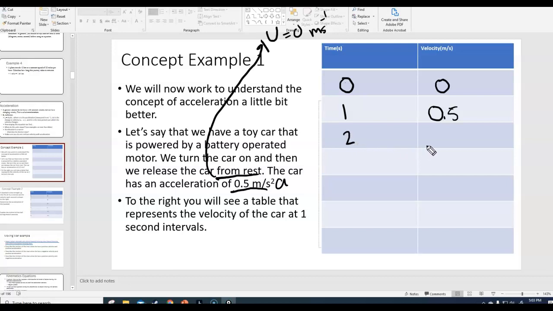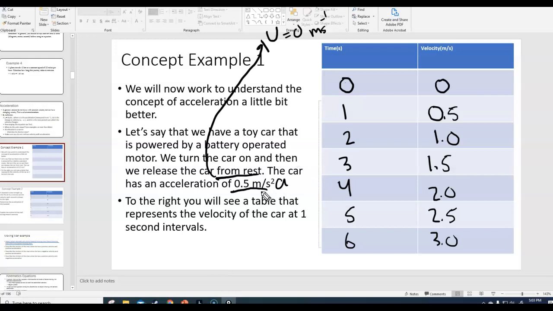After 2 seconds have passed, the velocity of the car is now 1.0 meters per second. After 3 seconds, 1.5. After 4 seconds, 2, and so on. Notice what the car is doing: it's speeding up. It started off not moving, and now it's moving faster and faster. That 0.5 meters per second squared has nothing at all to do with how fast the car is moving.